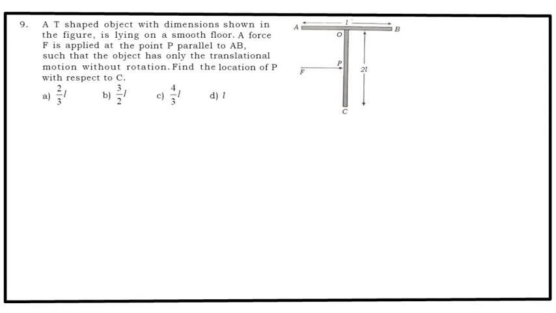Problem number 9. Observe this problem carefully. This was asked in one of the JEE papers long back. Understand, a T-shaped object with the dimensions shown in the figure is lying on a smooth floor. A force F is applied at a point P parallel to AB, such that the object has only translational motion without rotation. Find the location of P with respect to C. Options are given in front of you.